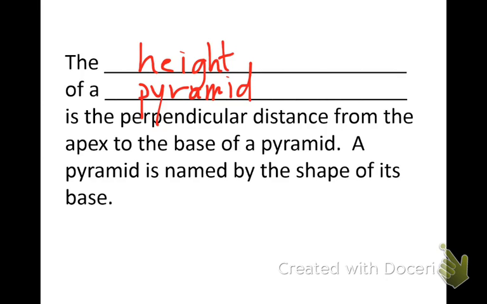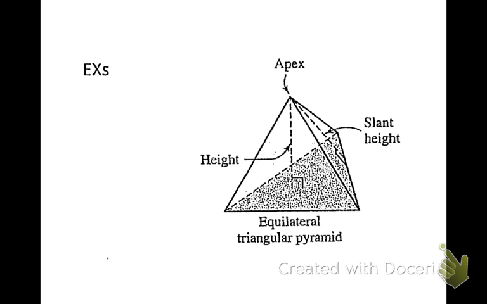So examples of pyramids. This is an equilateral triangular pyramid because the base is an equilateral triangle. You can see that the apex is a point where the edges of the sides meet. The height of the pyramid is the perpendicular distance from the apex to the base.